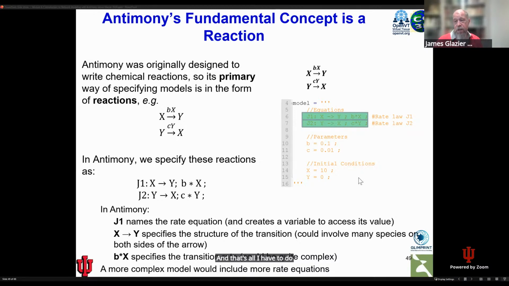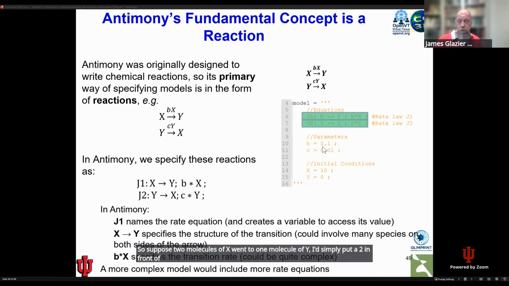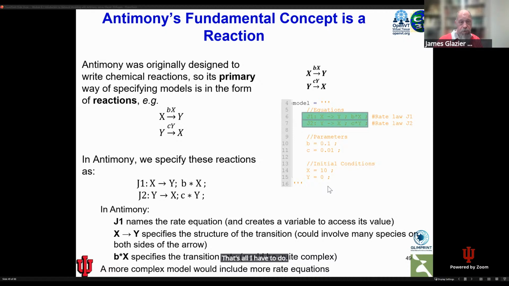If I have stoichiometry, so suppose 2 molecules of X went to 1 molecule of Y, I'd simply put a 2 in front of the X. So I essentially type my chemical reaction just as it's written here. The only thing that happens is that the rate law, Bx, gets moved to after a semicolon at the end of the line. That's all I have to do. Couldn't be simpler.